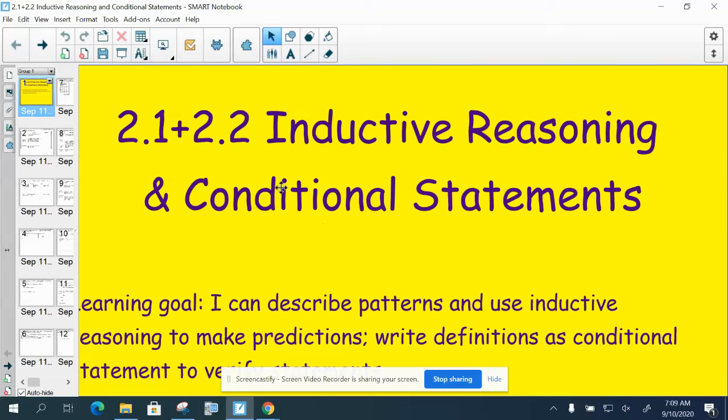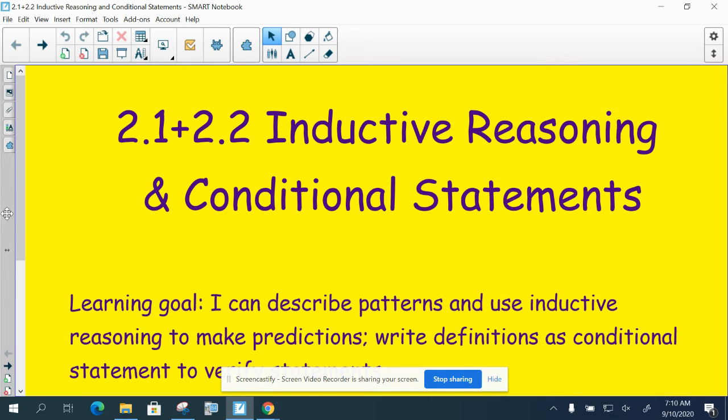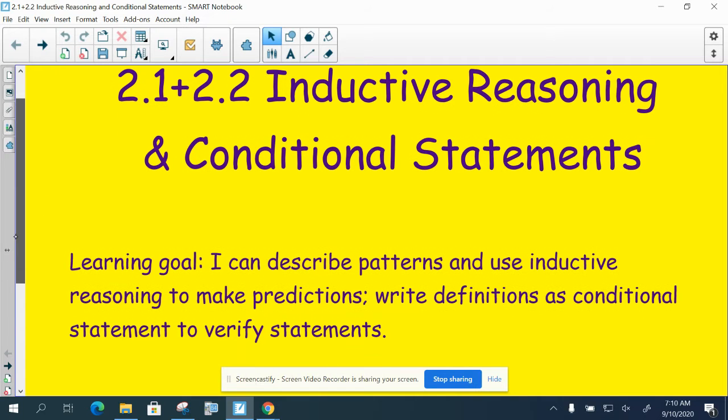First lesson of Chapter 2, which is about inductive reasoning. The next video you're going to watch is about the second lesson on conditional statements, lesson 2.2. The assignment that you'll do will combine these two lessons. So for today, we are going to describe patterns and use inductive reasoning to make predictions. Tomorrow, you're going to write definitions as conditional statements to verify statements.